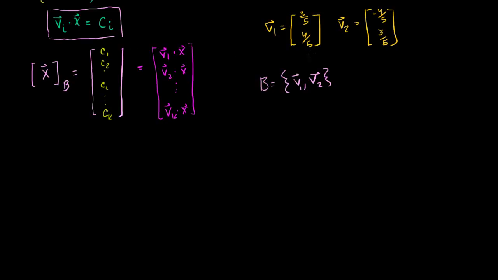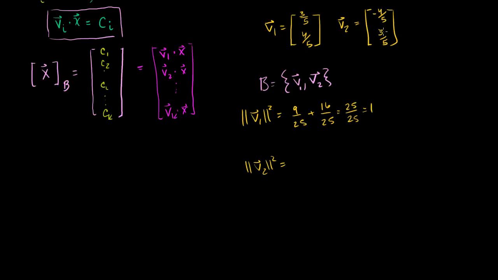Now, I'm about to claim that this is an orthonormal set. So let's just prove it to ourselves. What is the length of v1 squared? Well, that's just v1 dotted with itself. So that's 3/5 squared, which is 9/25, plus 4/5 squared, which is 16/25, which is equal to 25 over 25, which is equal to 1. So this guy definitely has length 1. What is the length of v2 squared?